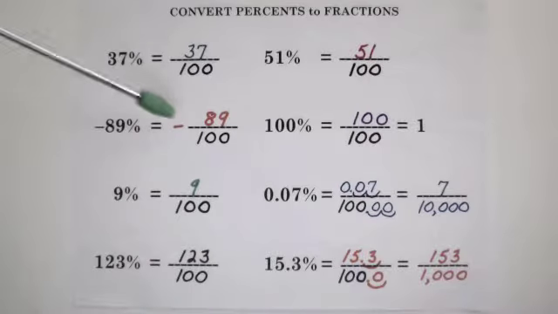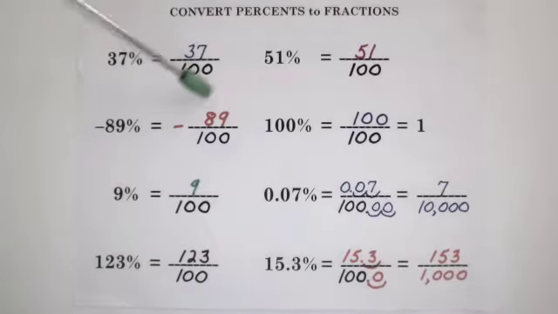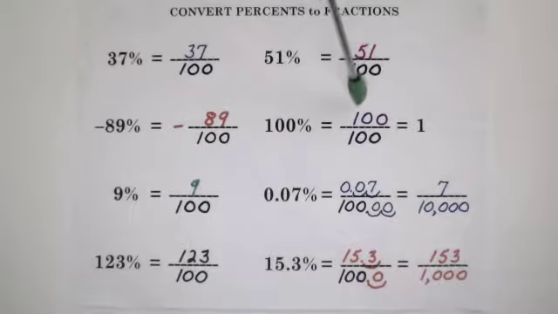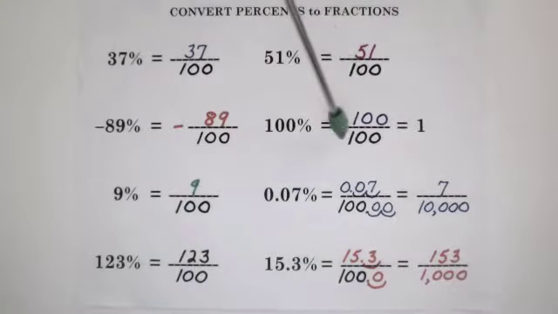Now, I could have left the negative here by the 89 or down here by the 100, but there's no need to do that. I can just set it right outside of the fraction. Let's look at the next example, 100%. I write whatever is in front of the percentage sign as the numerator, and I represent the percentage sign in the denominator as 100.